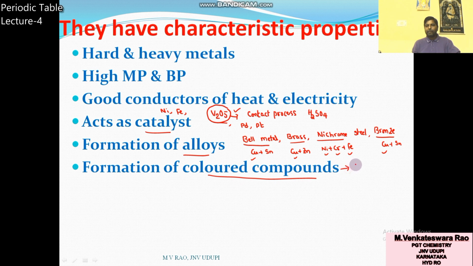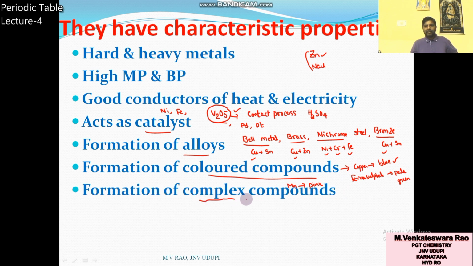You know copper salt, copper sulfate, is blue in color. You know ferrous sulfate is pale green in color. Manganese salts are pink in color, whereas zinc is colorless, sodium chloride colorless. Only transition metals form colored compounds.